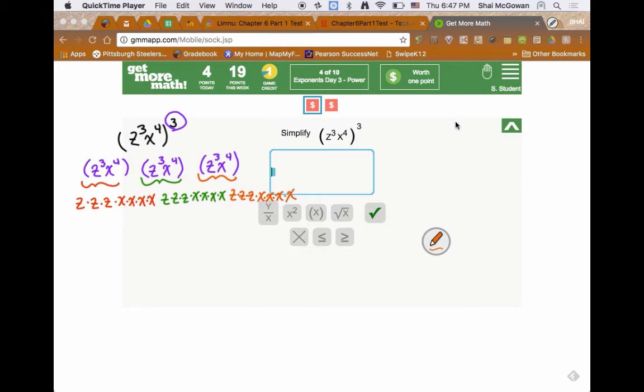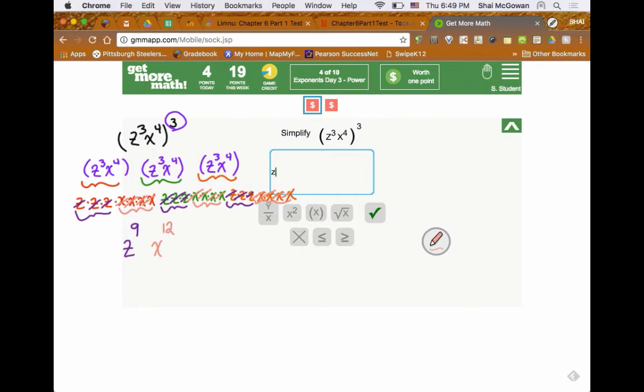And now to simplify, you're going to combine your z's and combine your x's. So for z's, we have these z's, and these z's. And if we count them, 1, 2, 3, 4, 5, 6, 7, 8, 9. So we have z to the 9th power. And now let's do the x's. So these x's here, these x's, and these x's. So count them: 1, 2, 3, 4, 5, 6, 7, 8, 9, 10, 11, 12. So it's going to be x to the 12th power. And that's what you're going to put into GMM. Z exponent 9 over x exponent 12.